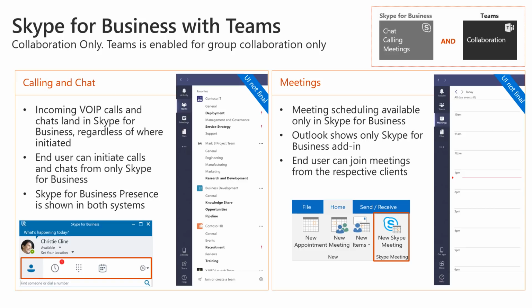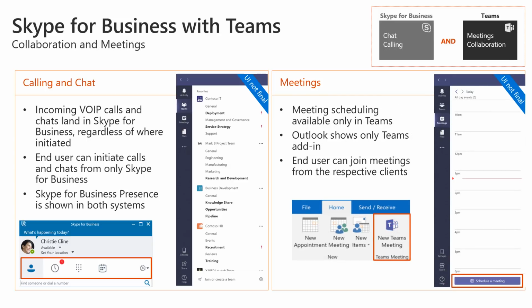Now, on the right side of this slide, from a meetings perspective, when this mode is applied to a user, meeting scheduling is only available through Skype for Business. As such, when the user opens up their Outlook client, we will only show the Skype for Business add-in in their Outlook client. We will not show the Teams add-in. Additionally, as you can see with the screenshot on the far right, we don't have any option to schedule a meeting from within the Teams application either. Now again, regardless of mode that is assigned to a user, the end user can always join meetings from their respective clients.